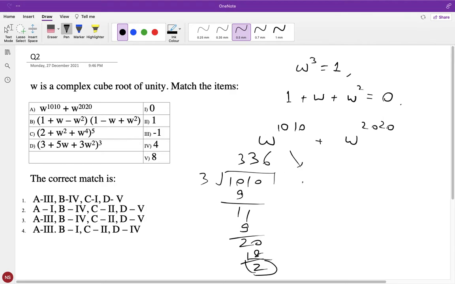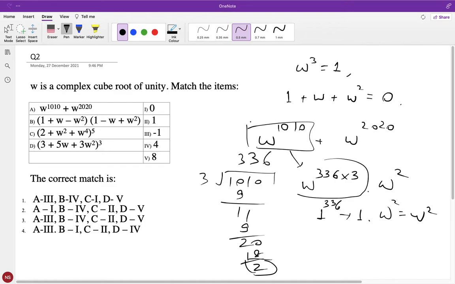So this is omega raised to the power 336 times 3 plus 2, omega squared. So if you multiply this 336 times 3 and add 2, you will get this. Now we know that omega cube is 1, so if I raise 1 raised to the power 336, it is again going to be 1, and 1 times omega square is omega square. So this whole thing is nothing but omega square, and for this, 1010 multiplied by 2, you get 2020.